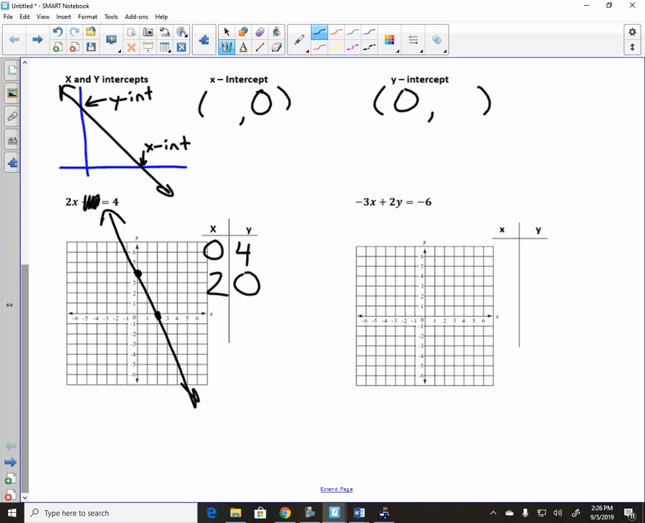So it's kind of like making a table, except we just choose zeros. We try it again. If x is 0, what's y? Yep, 2 times what is -6? We'd say -3. Similarly, if you cross off the y, -3 times what is -6? 2. You can see you have your x and y intercepts ready to go. 0, -3, and 2, 0. There we have it.